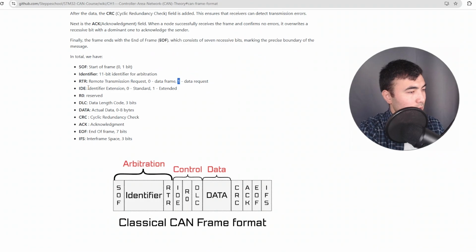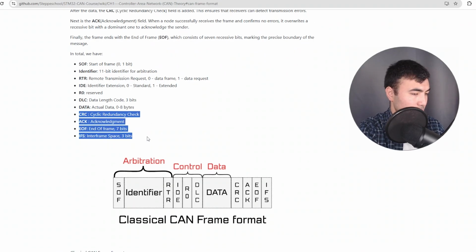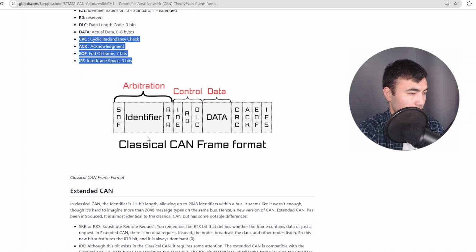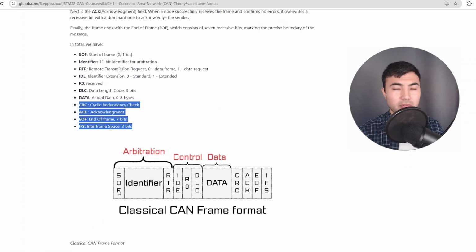Okay. Then we have IDE, identifier extension, that I will explain a bit later. R0 is reserved. Then we have DLC, data length code. It is always 4 bits, and it defines the data length. Then we have the data, which could be maximum 8 bytes. Then we have standard elements like CRC, cyclic redundancy check, acknowledgement, end of frame, and so on. There's nothing much to say. So this is the classical CAN frame format.